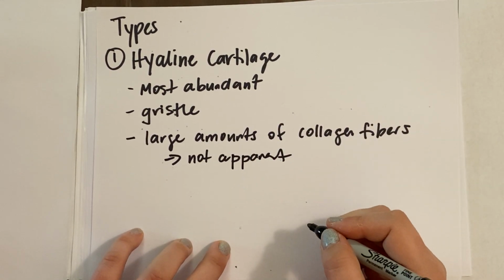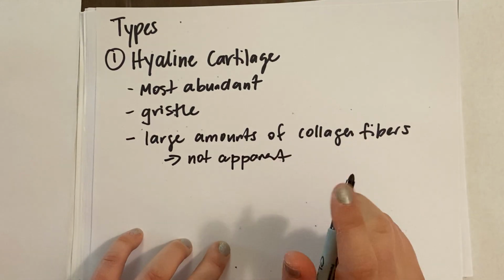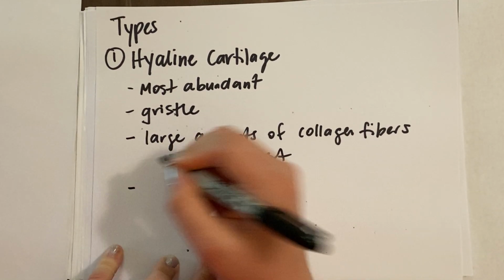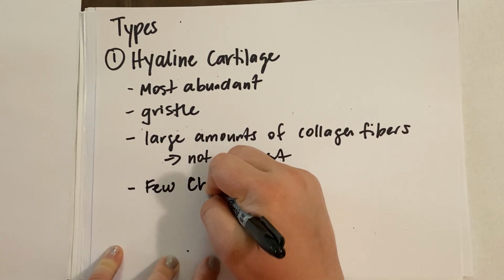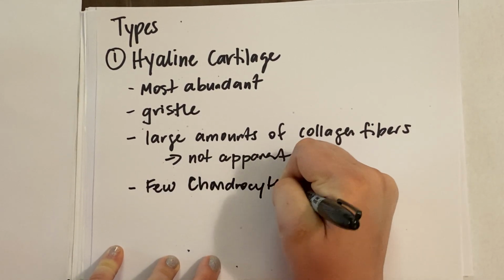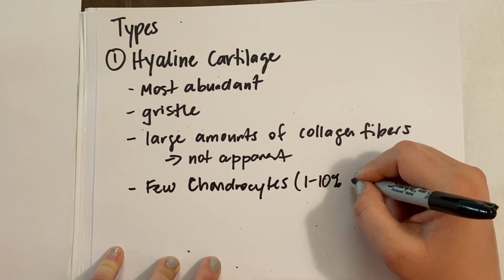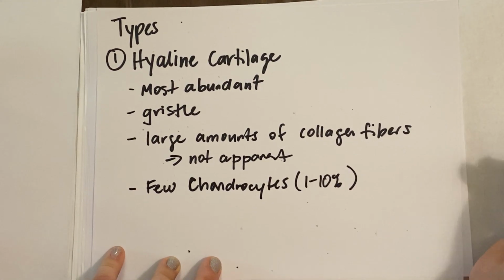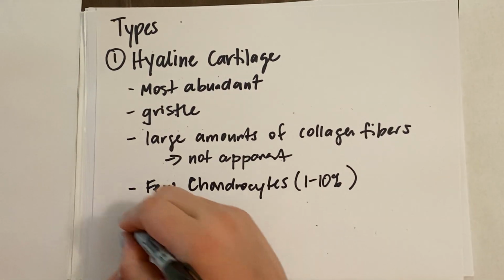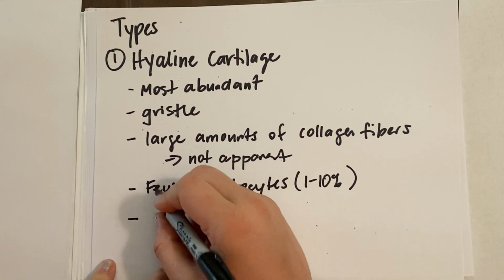Okay, when you look at the matrix is mostly what you're looking at, and the matrix looks kind of shiny, and again, not very many fibers. There are very few chondrocytes in this group. If you look at the total volume, 1 to 10% of it is going to be the chondrocytes. Most of it is going to be the matrix and those collagen fibers. Its main function is going to provide firm support with pliability.